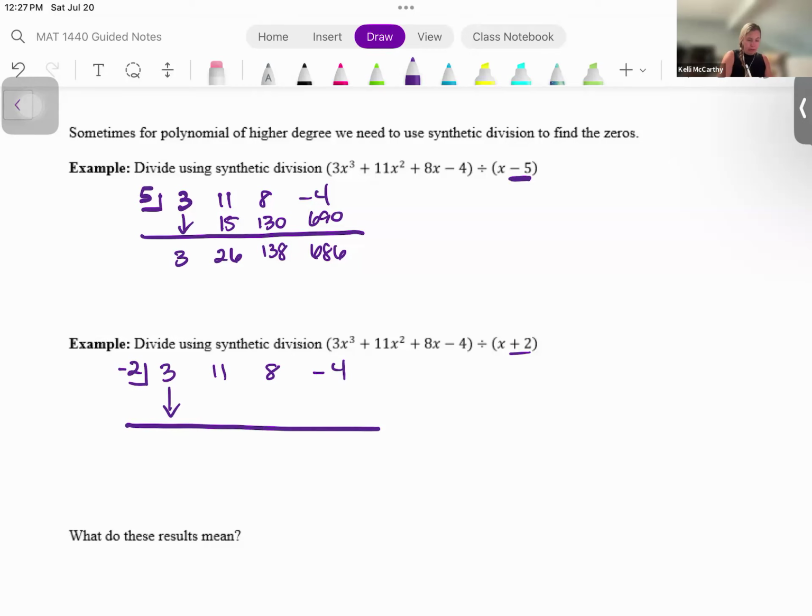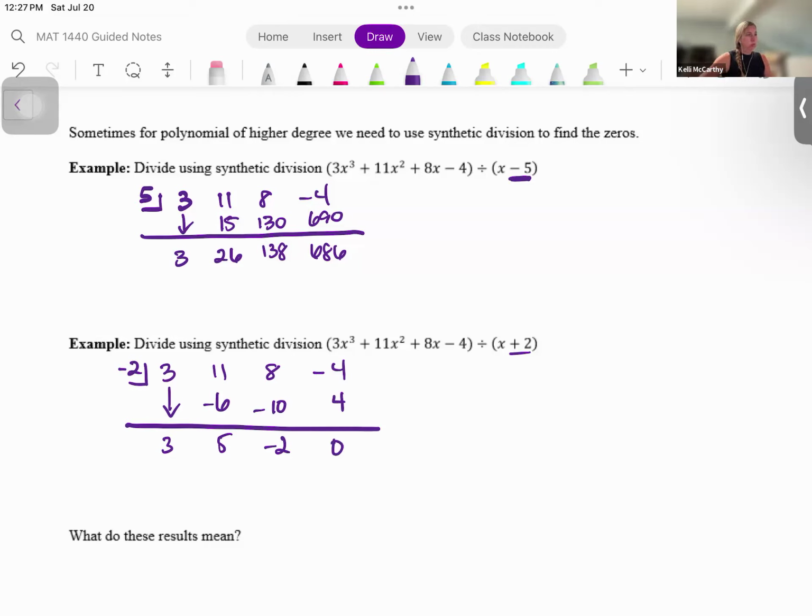Start by bringing down the 3. 3 times negative 2 is negative 6. 11 plus negative 6 is 5. 5 times negative 2 is negative 10. Negative 10 plus 8, negative 2. Negative 2 times negative 2 is positive 4. And positive 4 plus negative 4 is 0.